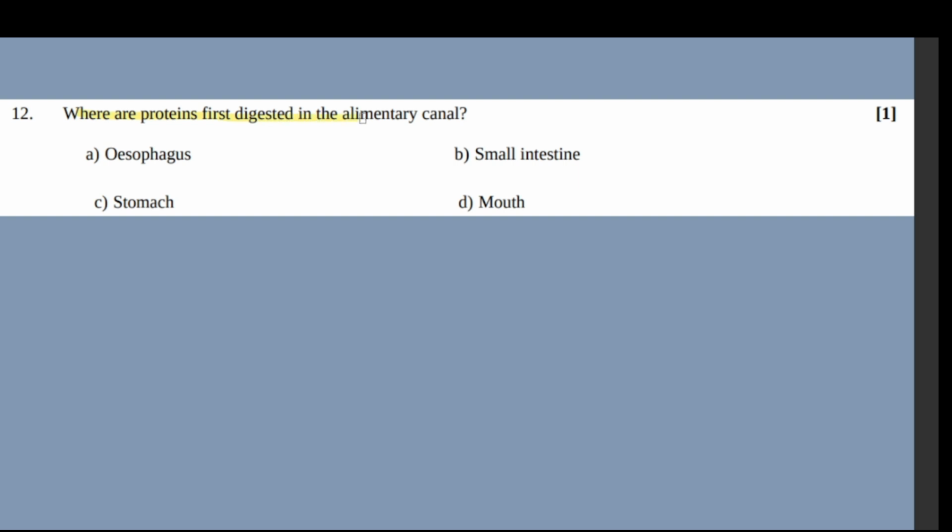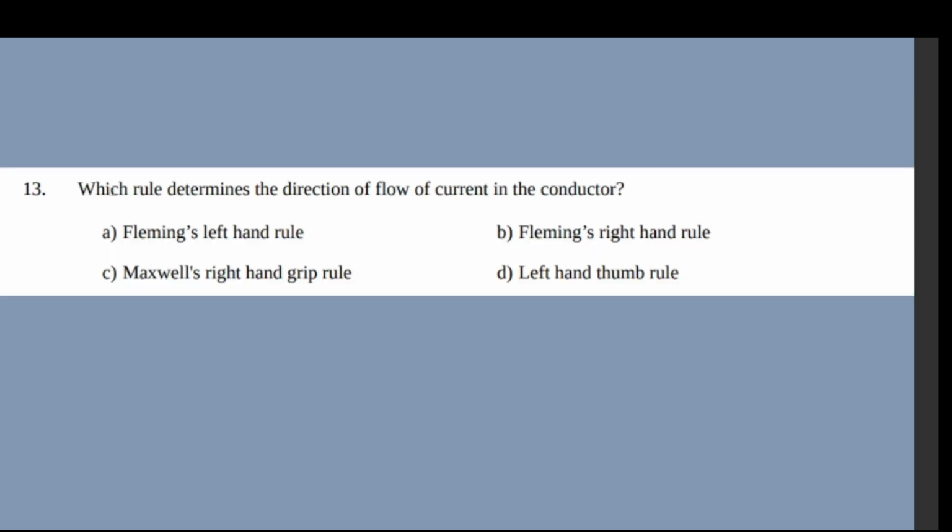Where are proteins first digested in the alimentary canal? So you may have to answer this, and the answer will be stomach. Next, which rule determines the direction of flow of current? So for the direction of flow of current, there is only the right hand rule, Fleming's right hand rule, which shows us the direction of flow of current. You may also check the diagram.